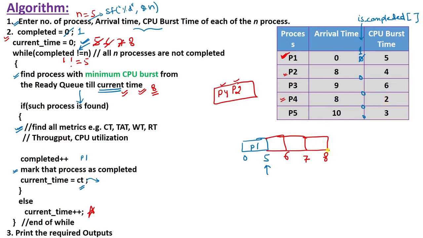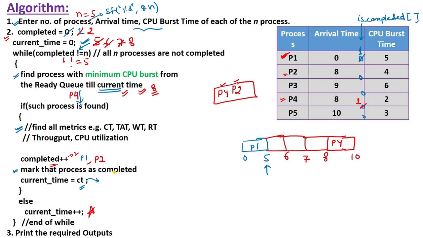So what I will do now, I will run P4 and P4 will run for 2 units, that means till 10. So from here P4 will be selected, and we'll say yes, such process is found, that is P4. We'll find all the metrics and CPU utilization and everything. Then we'll say P2 is completed, so we'll increase this completed variable, so it will become 2. Then again we'll mark P4 as completed.